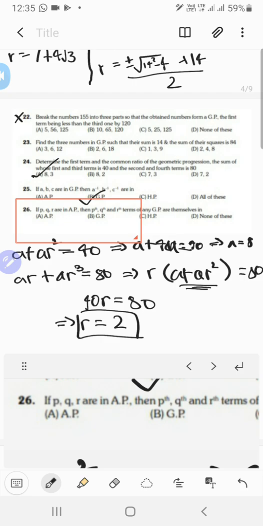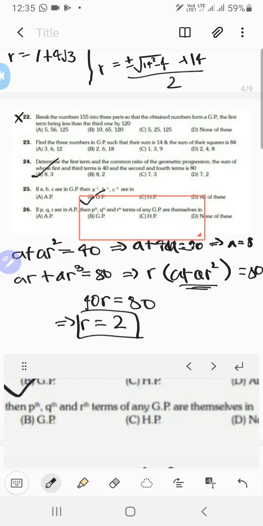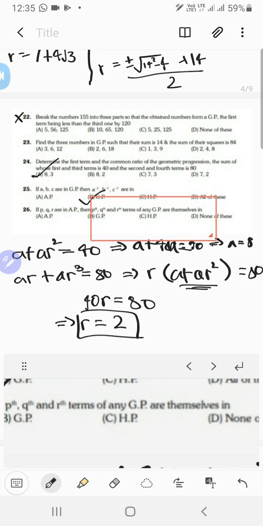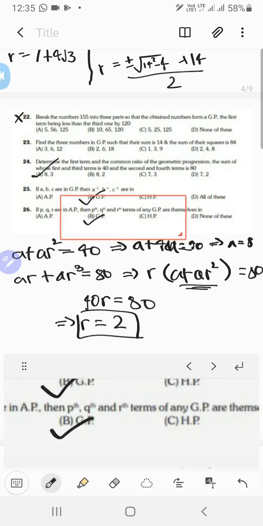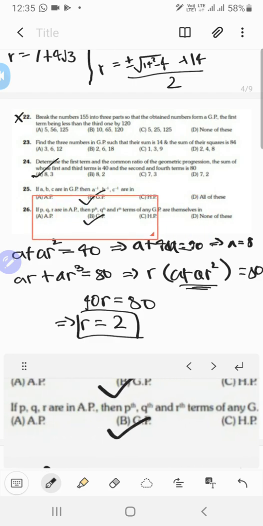If p, q, r are in AP, then the pth, qth and rth terms of any GP are themselves in GP. This is just common logic: p, q and r are in AP, which means that the difference between q and p and between r and q is the same. So when you take the ratio of the qth term and pth term, that will be exactly the same amount of r's as the ratio of the rth term and qth term. That was easy.